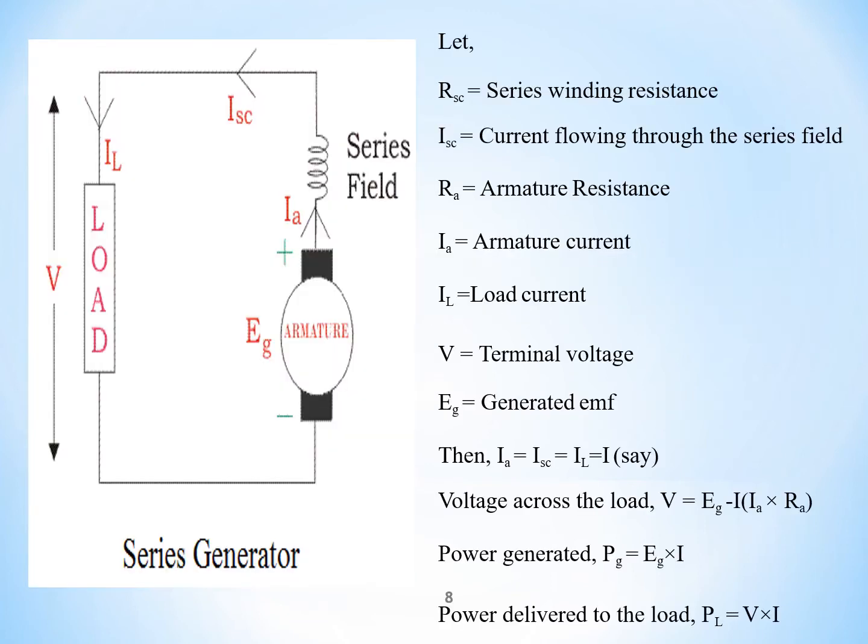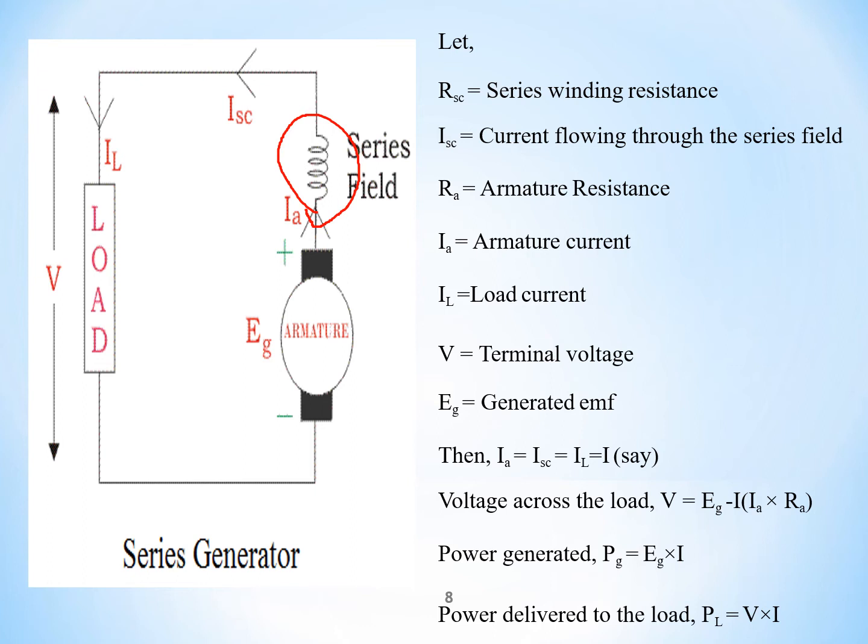So this is a series field generator circuit diagram. If we observe here, see here the series field winding is connected in series with the armature, and these turns will be of very thick wire and short number of turns when compared to the shunt field winding. If we observe here, this IA is an armature current and ISC is a series current, IL is a load current. These three will be equal because it is connected in series.